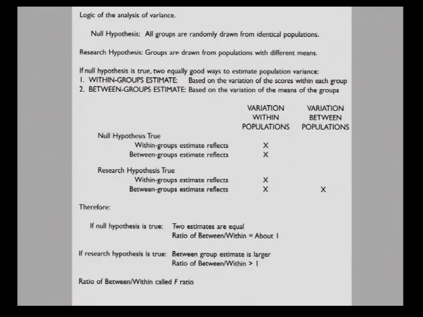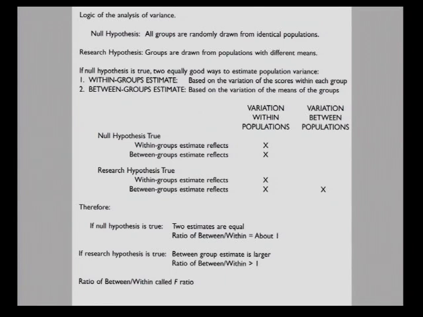Now, here is another table that really just illustrates where the variation comes from. Where does variance come from if the null hypothesis is true, or if the research hypothesis is true? If the null hypothesis is true, the within groups estimate reflects variation within the populations, and the between groups estimate also reflects variation within the population.